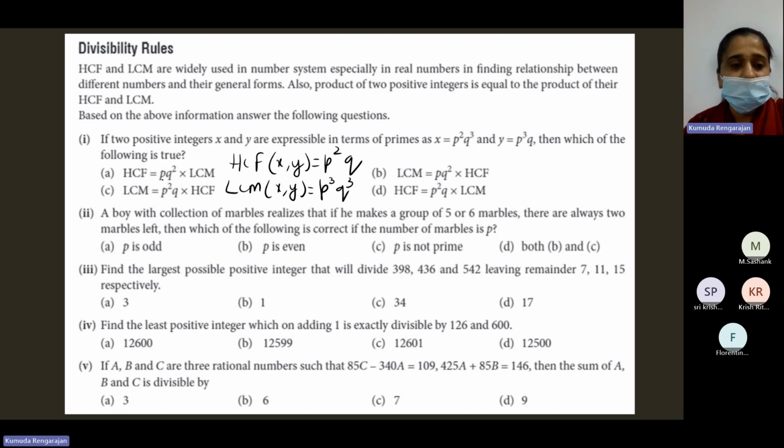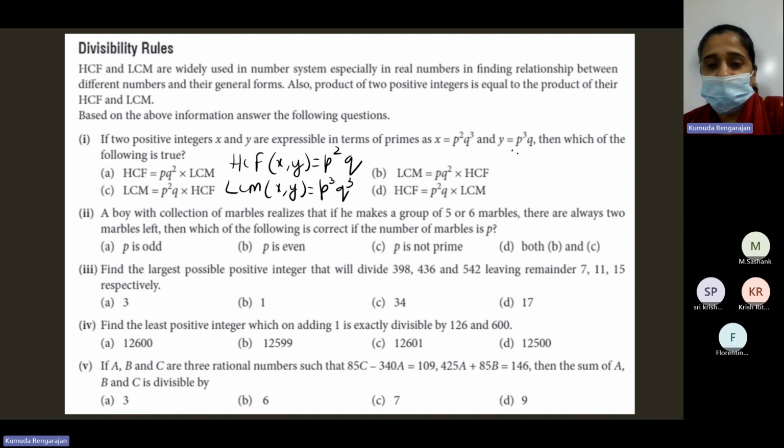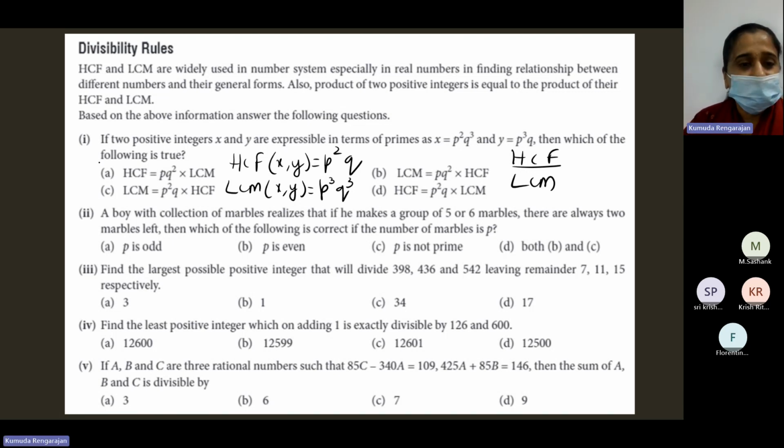Now, there is something given. From the options, what we understand is that when it says find HCF by LCM or LCM by HCF, that's what is given. HCF by LCM is PQ square. LCM by HCF is P square Q. Options are given like that. You understand that?